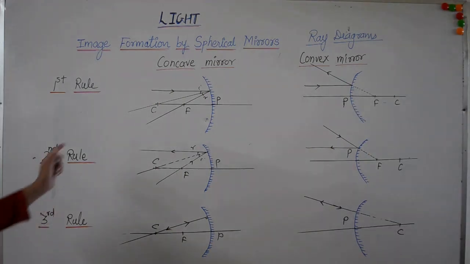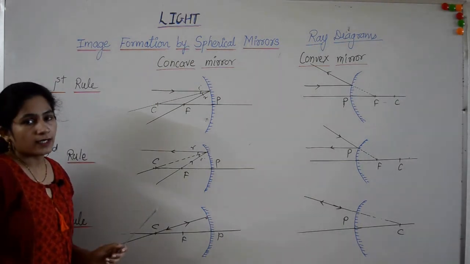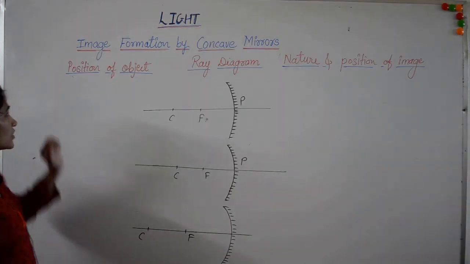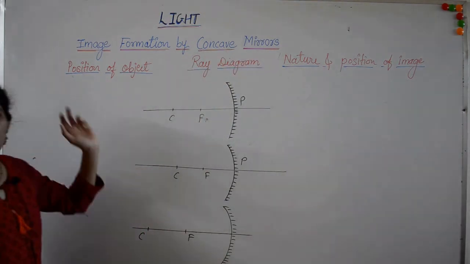So these are the rules for drawing ray diagrams. You have to follow these rules when you draw ray diagrams. Let's study image formation by concave mirrors for the various positions of the object.